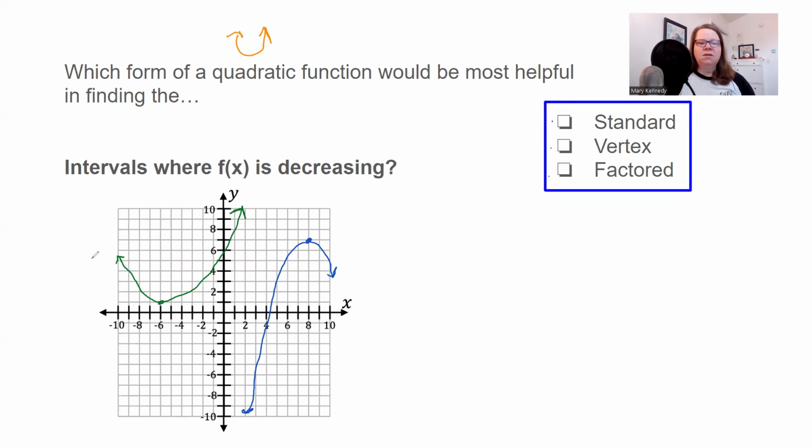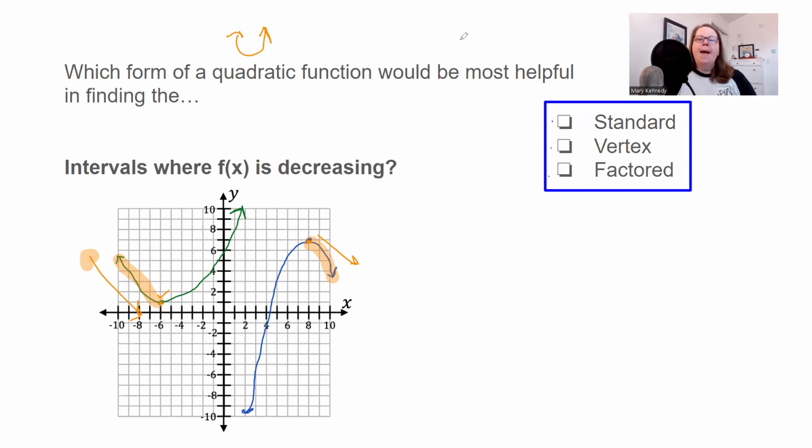Here for the green one, it's decreasing till we get to this point right here, and then it starts to increase. But the blue one is increasing until it gets right here, and then it starts to decrease. And so those are the times when this is decreasing, you can see that here. It's decreasing and it's decreasing here. And the reason is that we always read it from left to right. And so coming across from the left, this is decreasing and then it starts to increase. And then the blue one is increasing at first and then it starts to decrease.